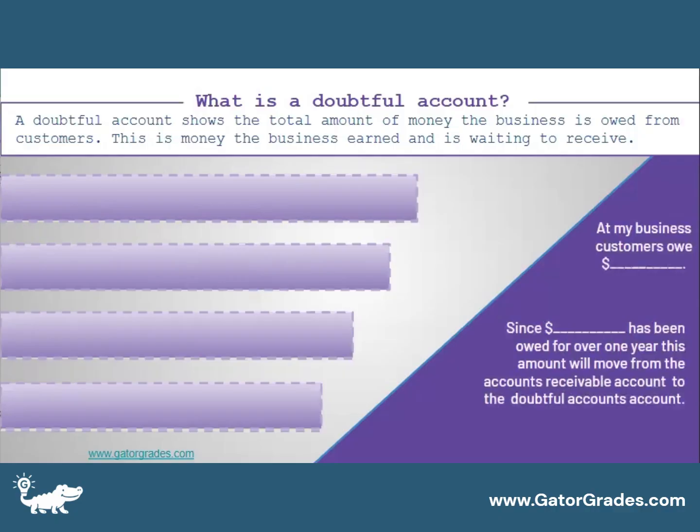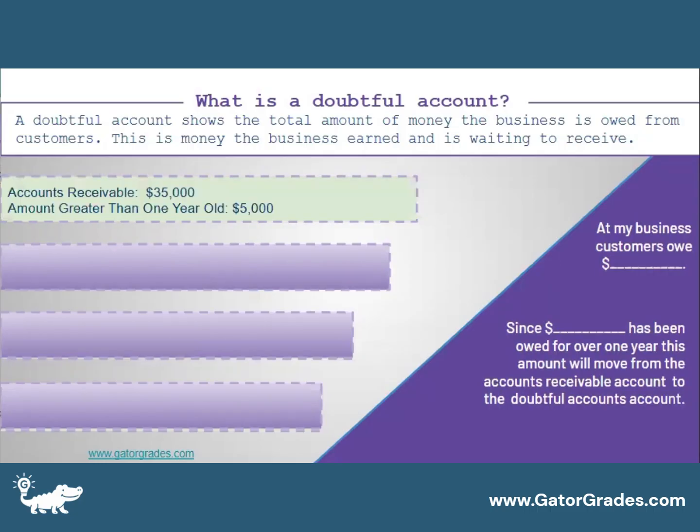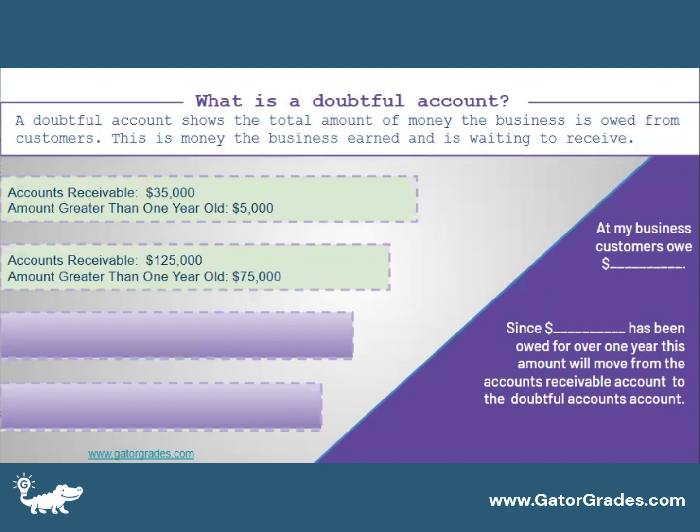Let's practice discussing accounts using business terms. On the right side, we see the sentence prompts, and on the left side, we see the information. Example 1. At my business, customers owe $35,000. Since $5,000 has been owed for over 1 year, this amount will move from the accounts receivable account to the doubtful accounts account. With the information provided in the second green rectangle, read the 2 sentences on the right aloud.